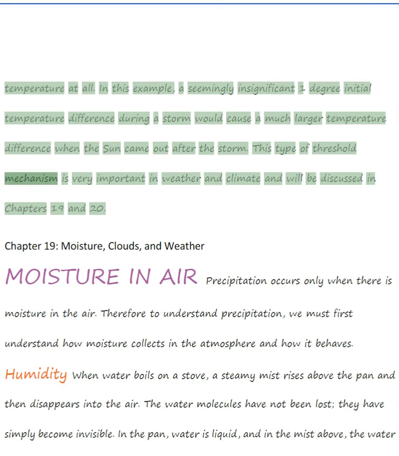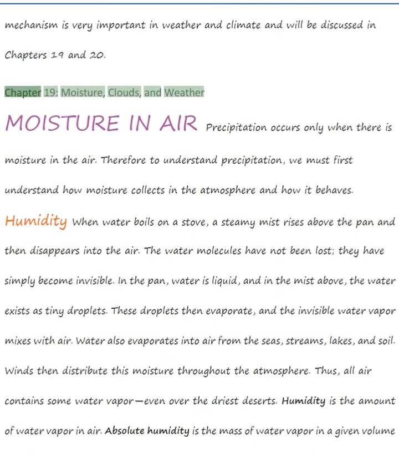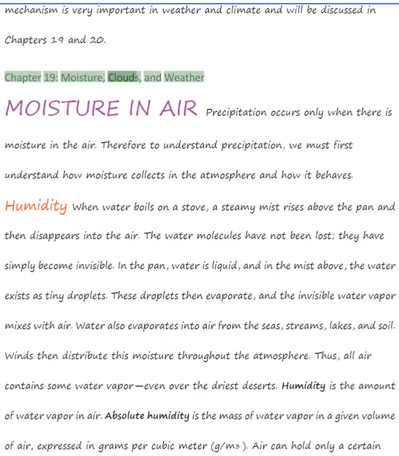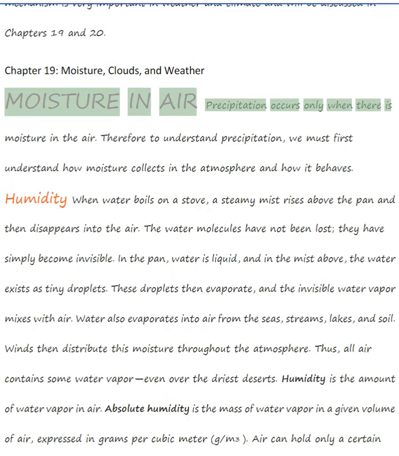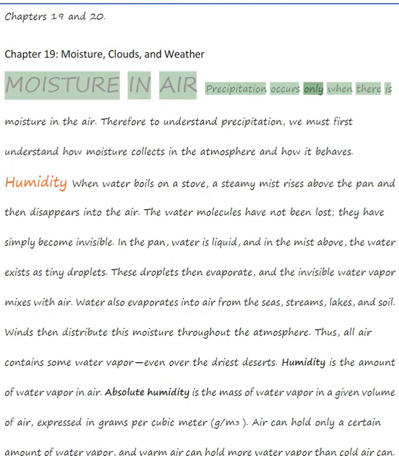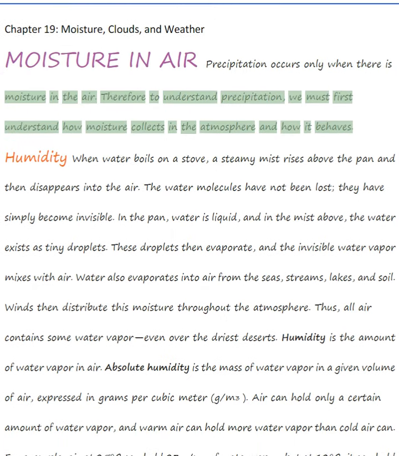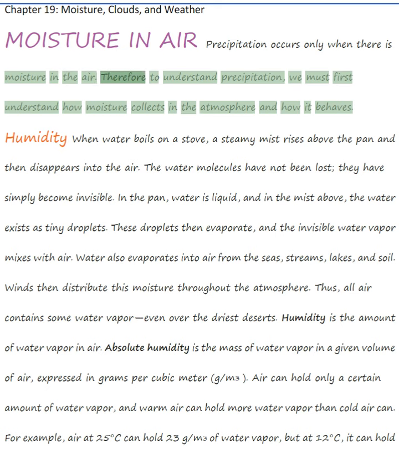This type of threshold mechanism is very important in weather and climate and will be discussed in chapters 19 and 20. Chapter 19, Moisture, Clouds, and Weather. Moisture in air. Precipitation occurs only when there is moisture in the air. Therefore, to understand precipitation, we must first understand how moisture collects in the atmosphere and how it behaves.